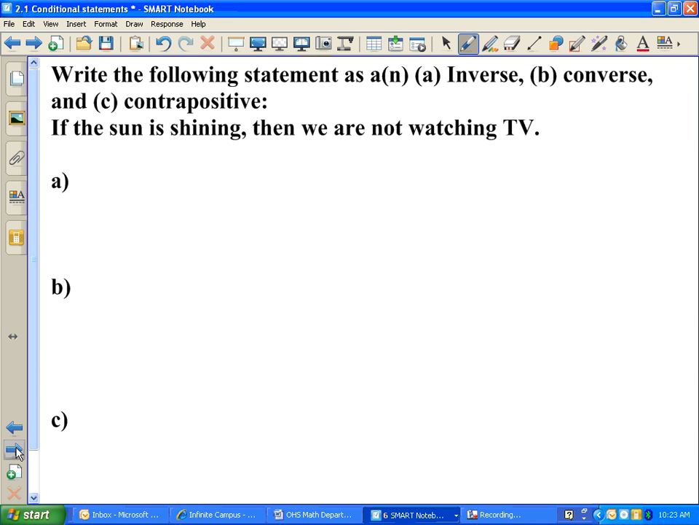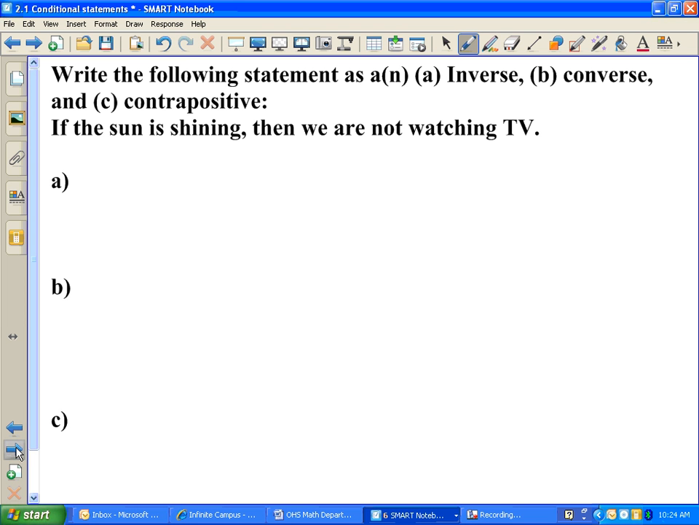All right, so inverse, converse, and contrapositive. Remember, inverse is taking your original statement and making it what? Negating it. Converse is doing what? Converse is not negating yet. Converse is just switching around. Contrapositive is switching around and negating it.